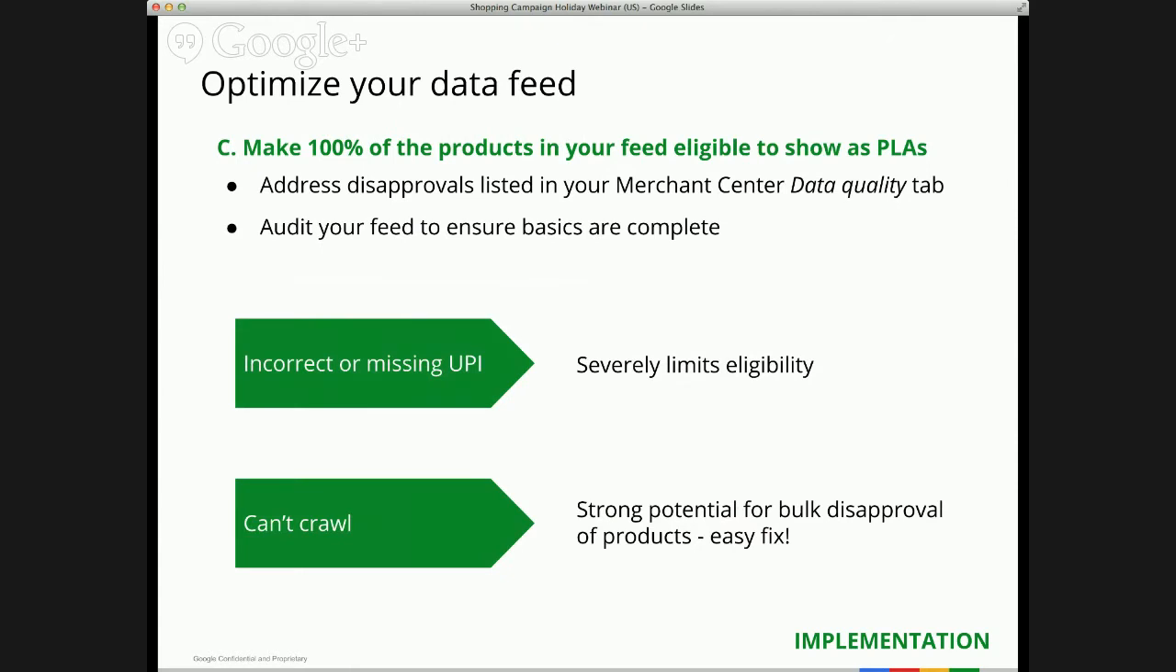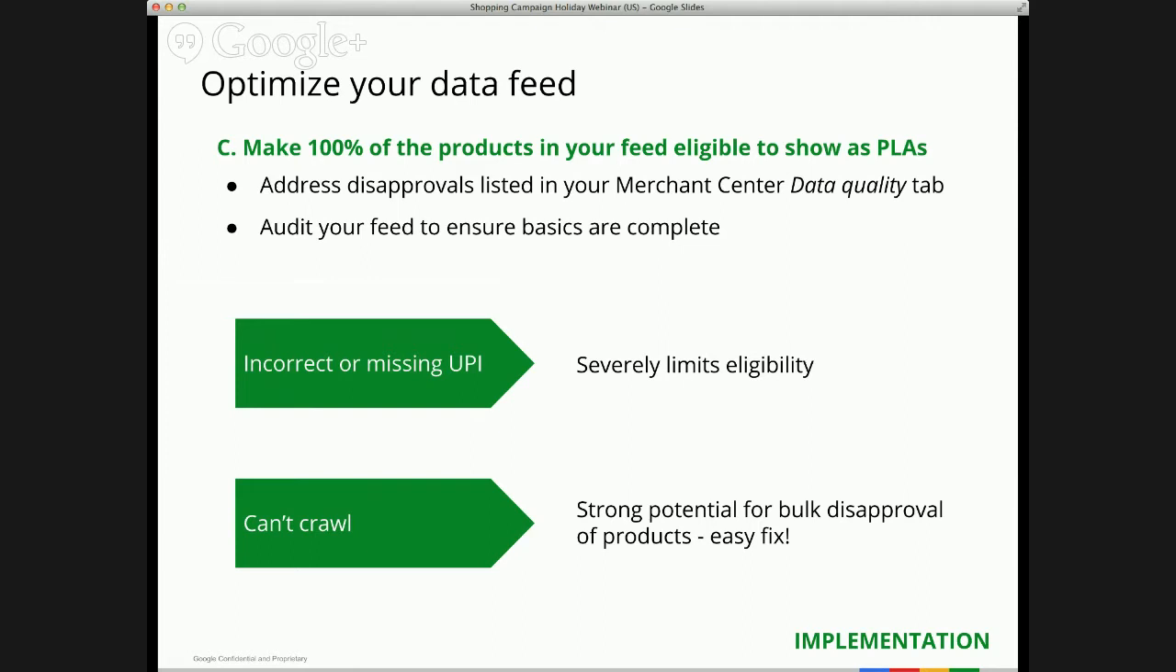Step number 3 is that ideally, now that you have 100% of your items in your feed, you want to make sure that all 100% of those are actually eligible to show as product listing ads. There are many reasons that products can get disapproved, but essentially there are 2 really important ones from the standpoint of making sure that inventory continues to show and is not at risk for disapproval.